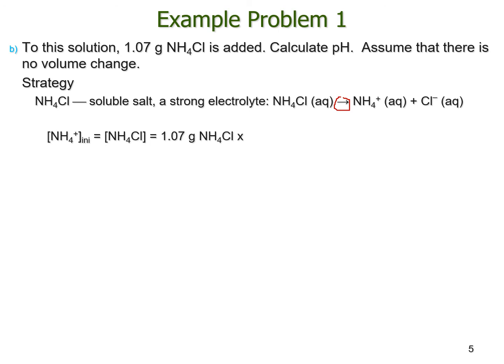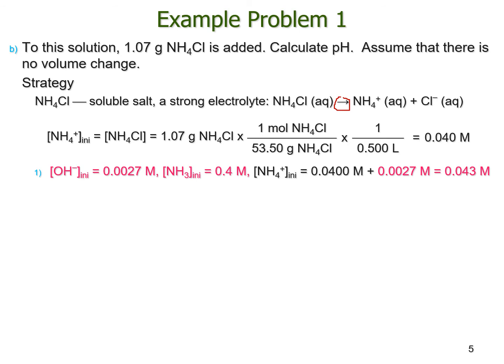Since it's 100% dissociation, we can actually calculate just how much ammonium is going to get introduced to the solution. All right, so we have 1.07 grams of ammonium chloride. We use the molar mass and divide by the volume, and we find it's 0.040 molar. According to the dissociation equation, it's a 1-to-1 stoichiometry between the salt and ammonium. So we know for sure the concentration of ammonium is 0.040.